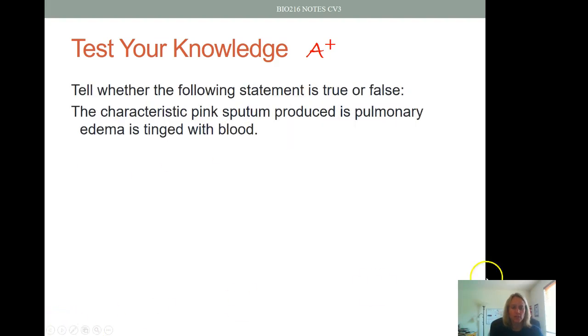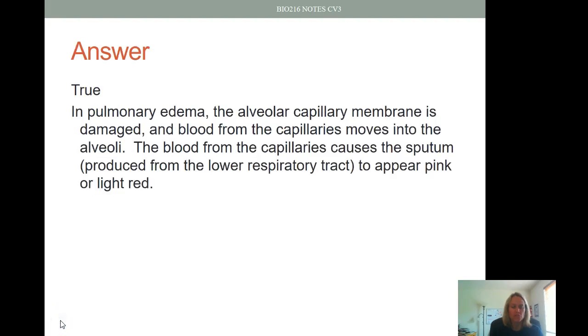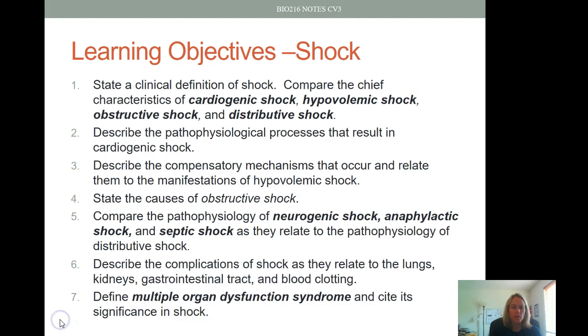True or false? The characteristic pink sputum produced by pulmonary edema is tinged with blood. And this is true. In pulmonary edema, the alveolar capillary membrane is damaged and blood from the capillaries moves into the alveoli. The blood from the capillary causes the sputum to appear pink or light red. Okay, moving on, we're going to talk about shock.